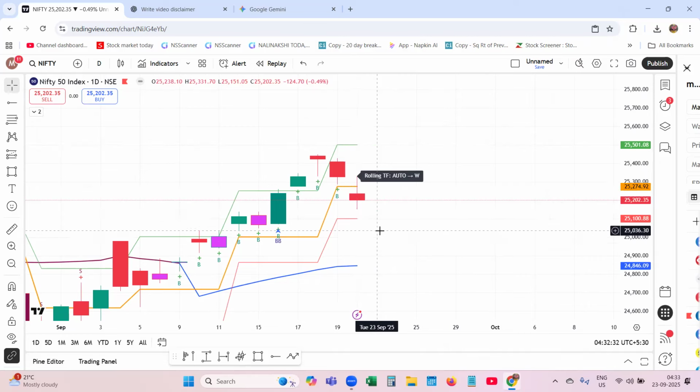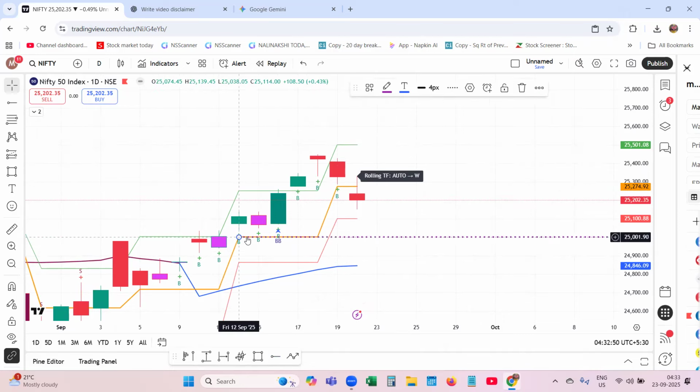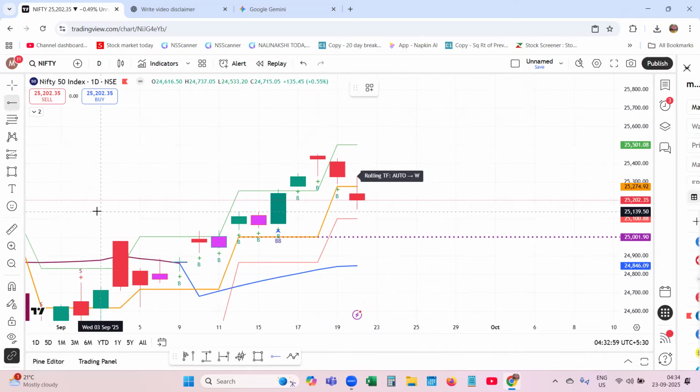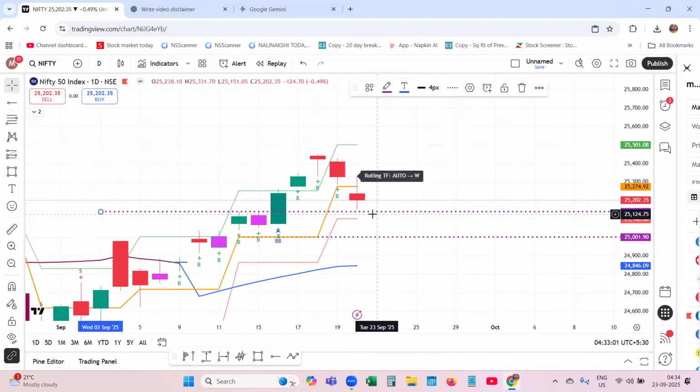Then it is showing weakness. We can anticipate the continuation of this down move, and Gann HiLo support is here. Gann HiLo support is here. One more pivot support is around 25,004. Here the price has consolidated and it has moved. We need to see this level.